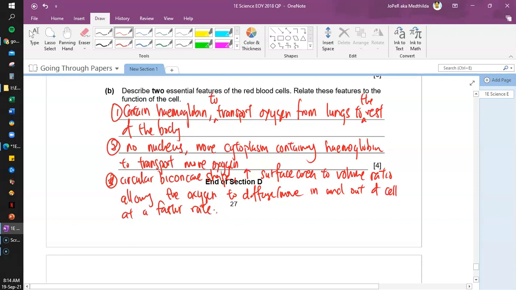Okay, so this marks the end of section D and the end of the whole paper. So that's all.